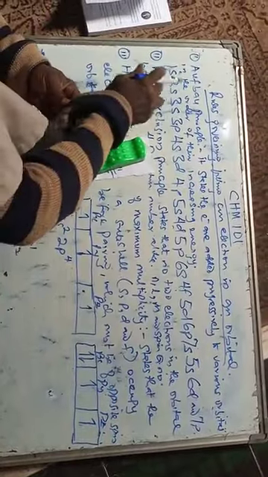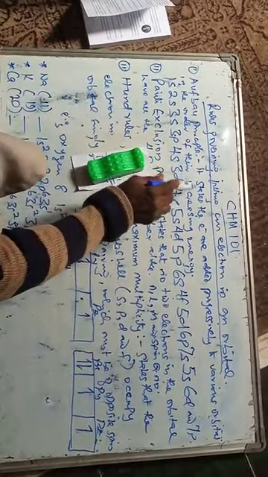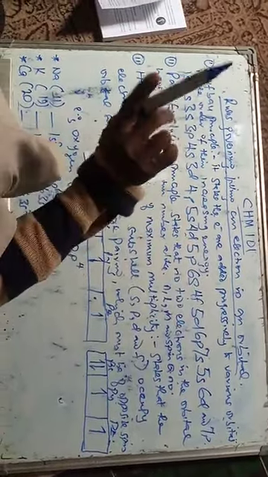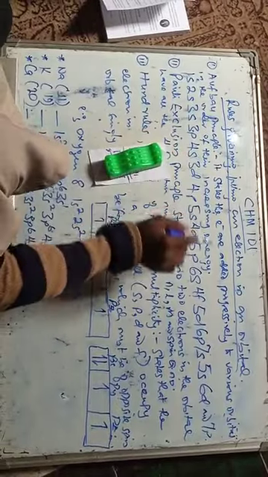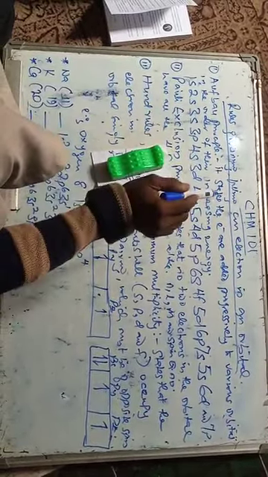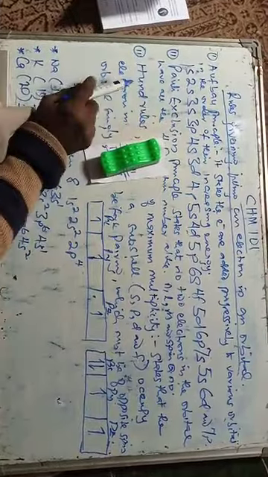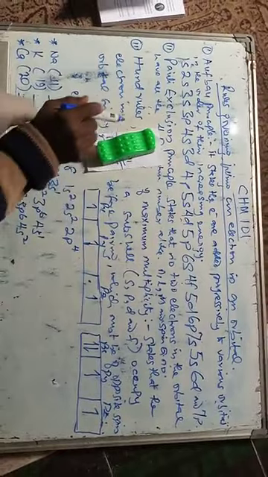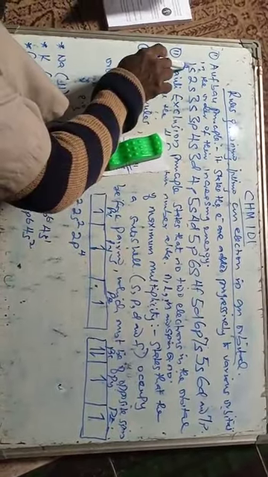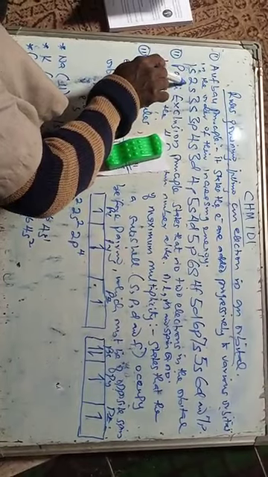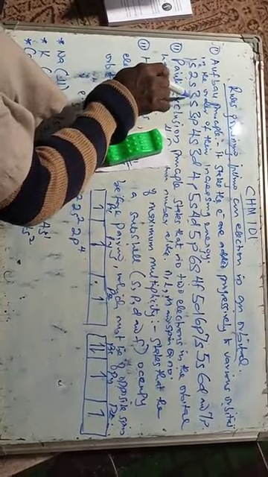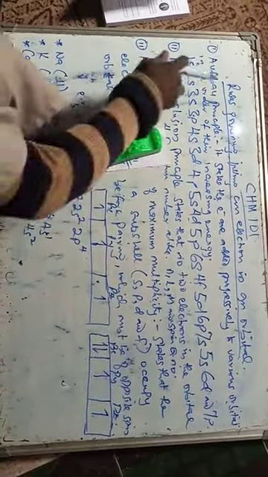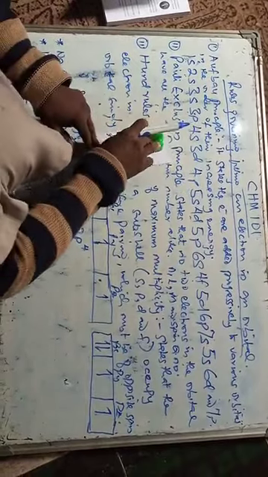Aufbau stated in his principle that electrons are added progressively to various orbitals in the order, very important, of increasing energy. That is, you don't jump into a higher energy leaving a lower energy. You have to start from a lower energy and progress to a higher energy. For example, you fill the 1s orbital before the 2s orbital, the 2s before the 3s, the 3s before the 3p, and so on. That is what the Aufbau principle is all about.